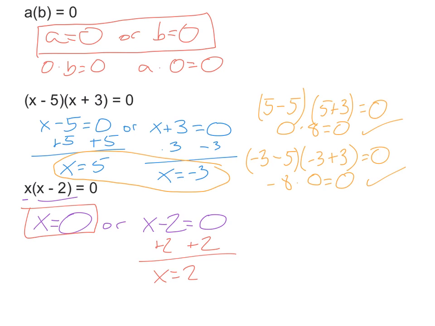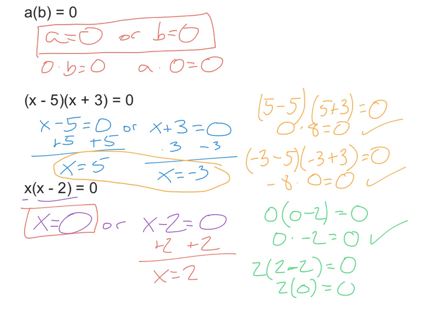And once again, we can go through the process of checking our answers. So if we put 0 in first, 0 times 0 minus 2, or 0 times negative 2, and the result is 0. So that works out. The other option is we put 2 in, 2 times 2 minus 2. And so it's 2 times 0, and that does equal 0. And we're good. So these two things must be possible solutions for these equations. And we're done.